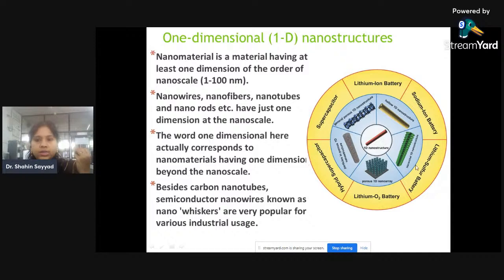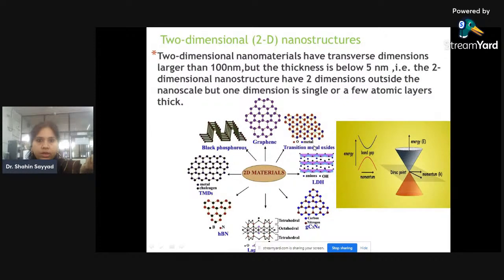Okay, so what this earlier diagram represents is that, depending upon the dimension, there is a change in the application. Two-dimensional nanostructures have a transverse dimension larger than 100 nanometers, but the thickness is below 5 nanometers. So we can say that in a two-dimensional nanostructure, two dimensions are outside the nanoscale, but one dimension is a single or few atomic layers thick.